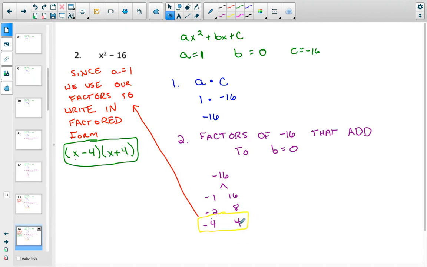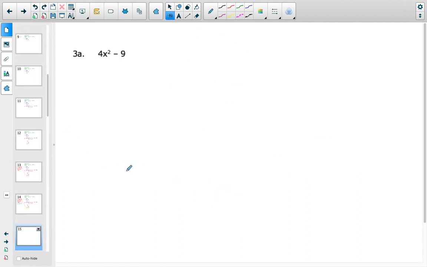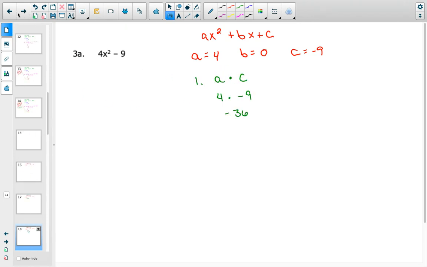Problem 3a, 4x squared minus 9. Again, I'm looking for a GCF here, but it doesn't look like there's anything I can divide both of those by. So what I'm going to do again is find a, b, and c. a is 4, b is 0 again because there's no x's, and c is negative 9. Again, I'm going to multiply a times c, which is 4 times negative 9. And again, that's negative 36.